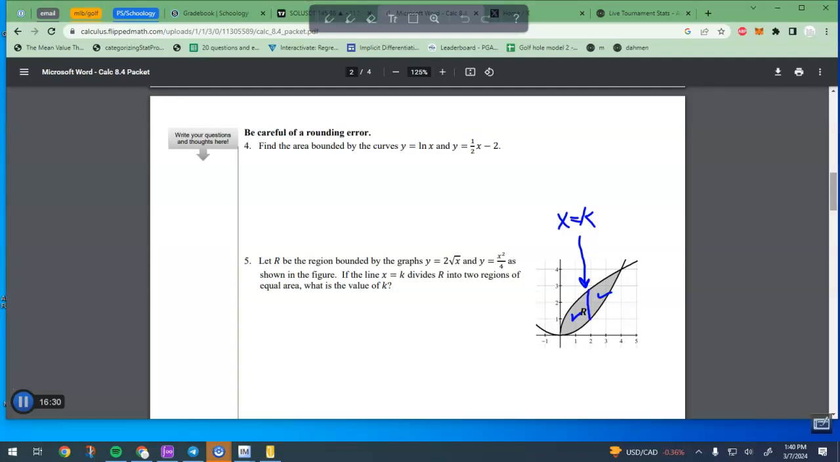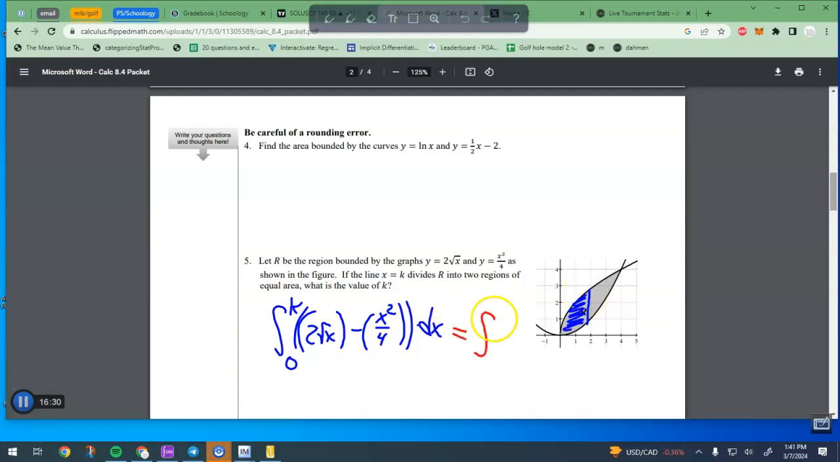K. So if I integrate this from 0 to k, it'll give me this area. And if I integrate it from k to 4, it'll give me this area. And what has to be true about those 2 areas? They got to be equal because it wants me to cut them in half or make equal area. So I would go from 0 to k. The top equation is 2 root x. The bottom equation is x squared over 4. So that's the blue part.